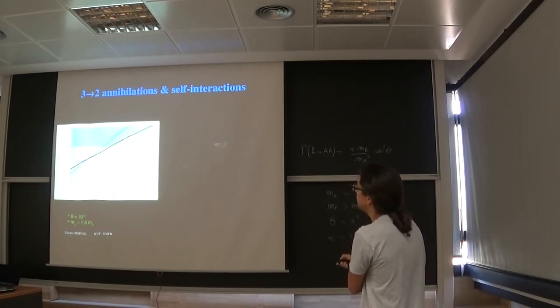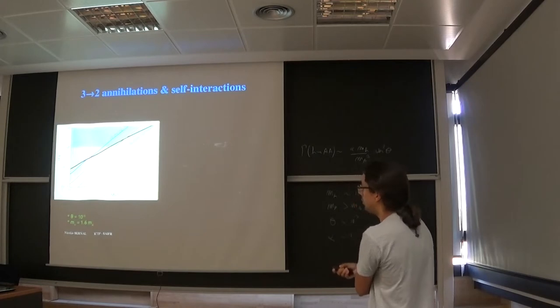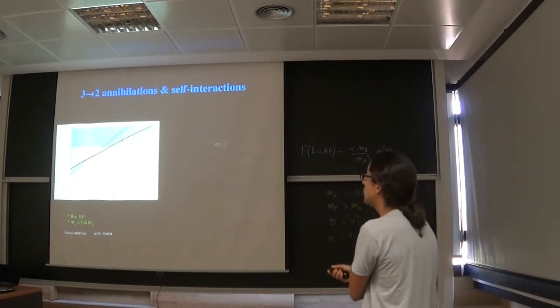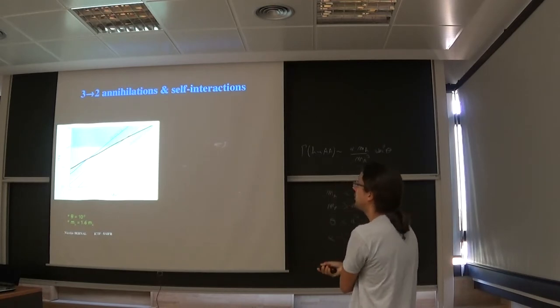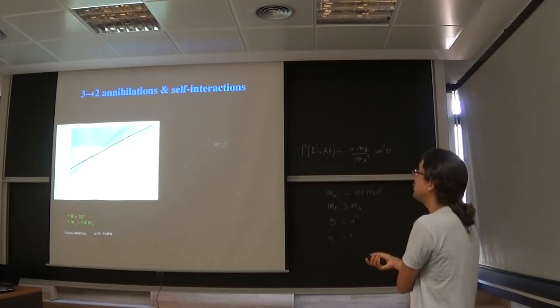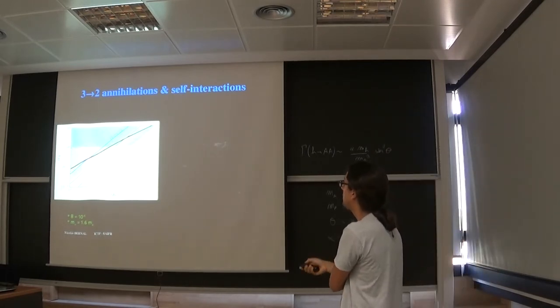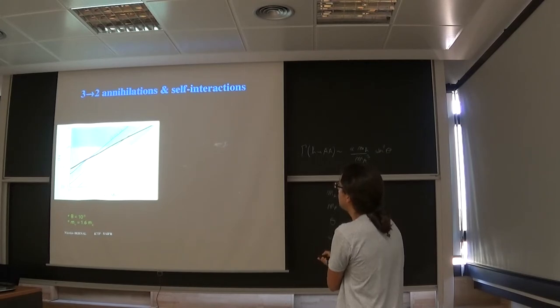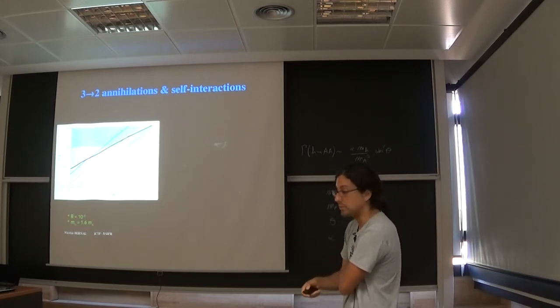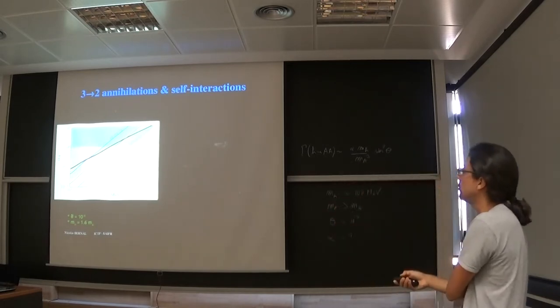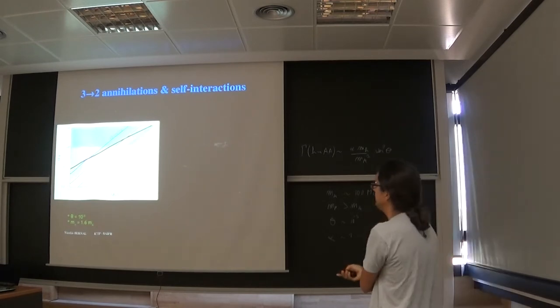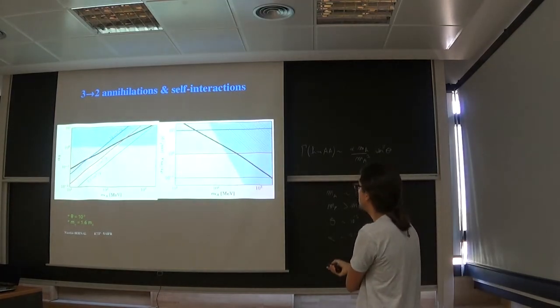And this hashed region corresponds to the region which is in tension with the bullet cluster. The blue region corresponds to where the coupling is bigger than 1, so this alpha is in a non-perturbative region. So we see that if you want to have the dark matter relic abundance, we are either in the region with tension with the bullet cluster, or in this region where the coupling seems to be too big for doing a perturbative analysis.